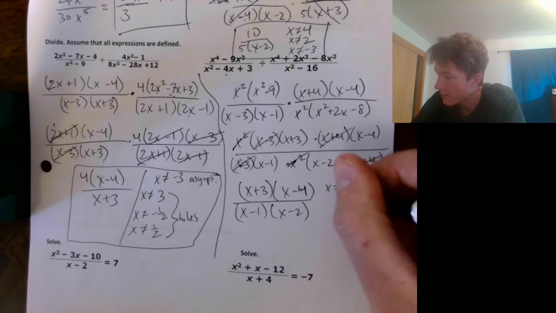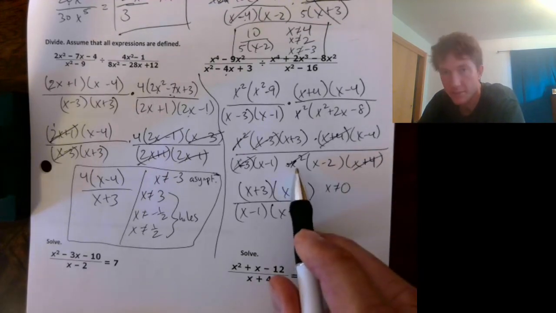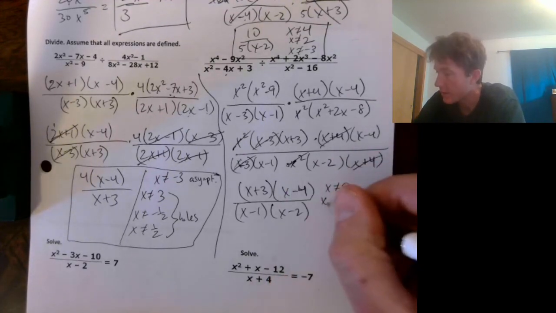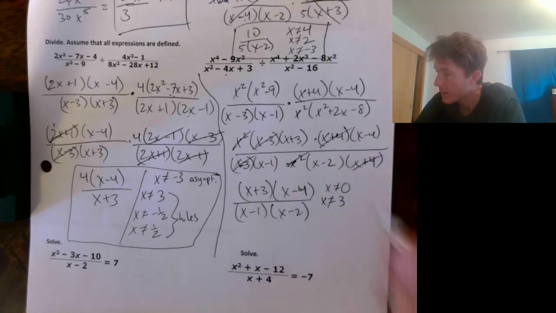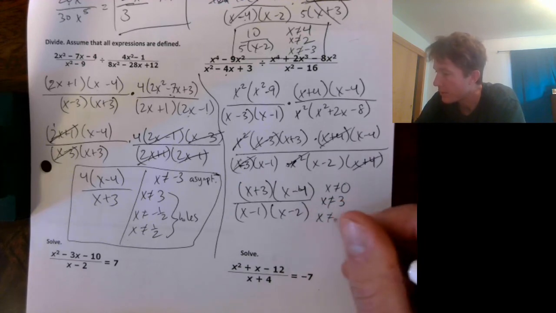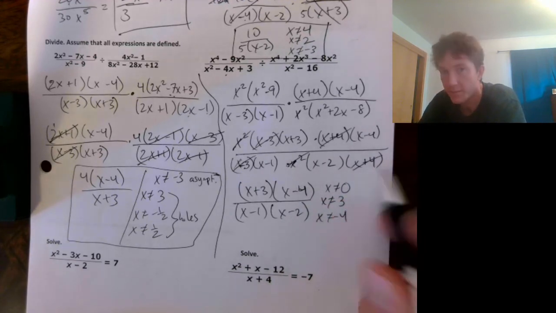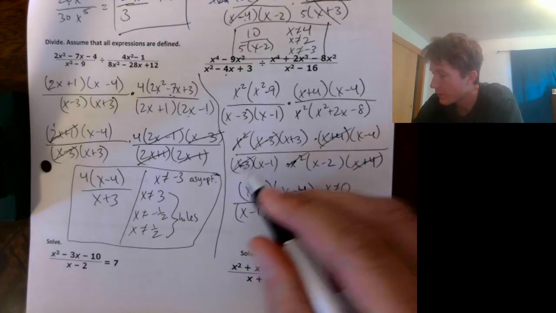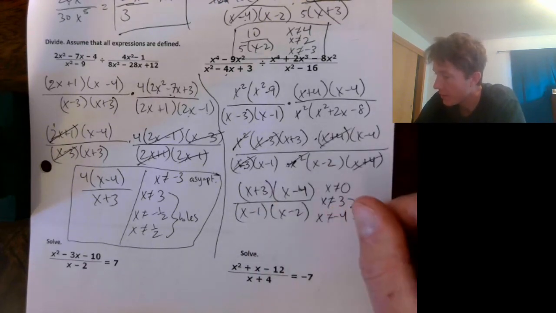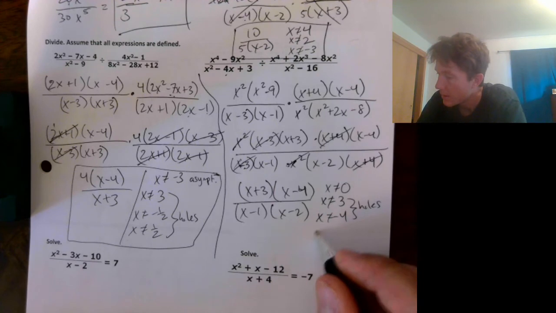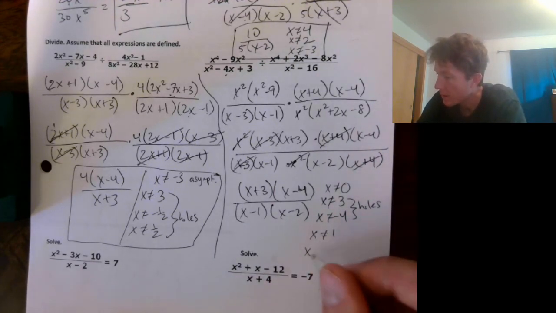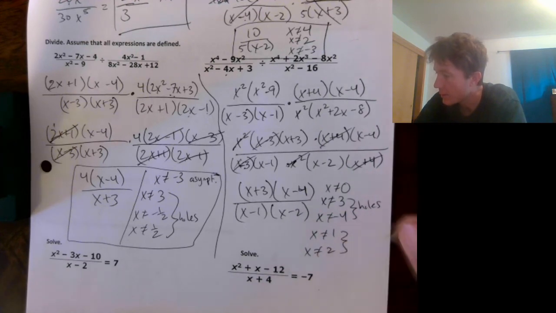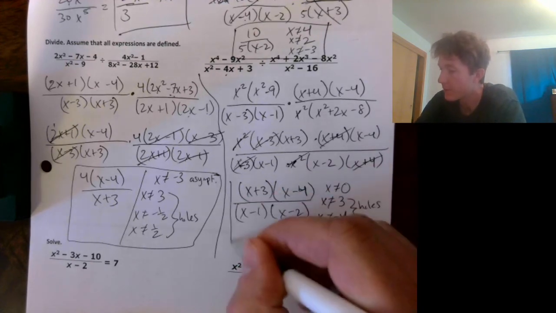X cannot equal 0, that's from the x squared. X cannot equal 3, that's from here. X cannot equal negative 4, that's from here. So since these have slashes through them, these will be my holes. And then my final product says that x can't equal 1, x can't equal 2. These are going to be asymptotes. Okay, so this is our final answer.